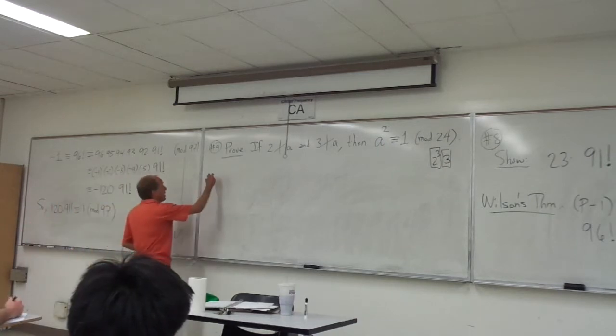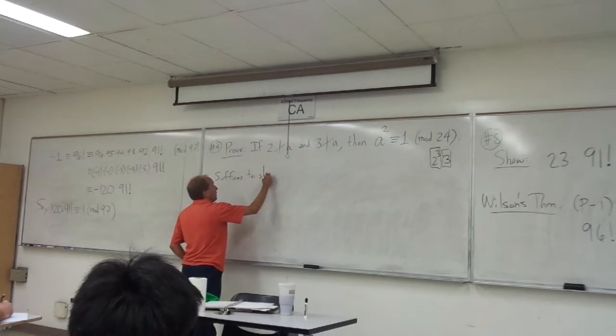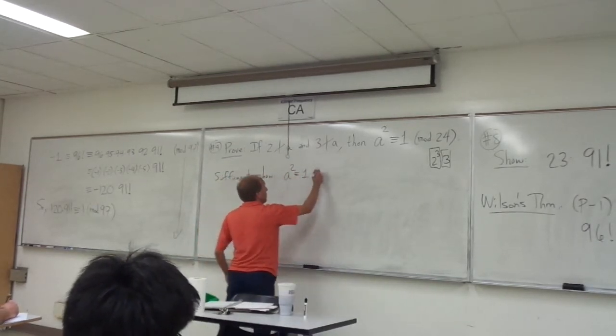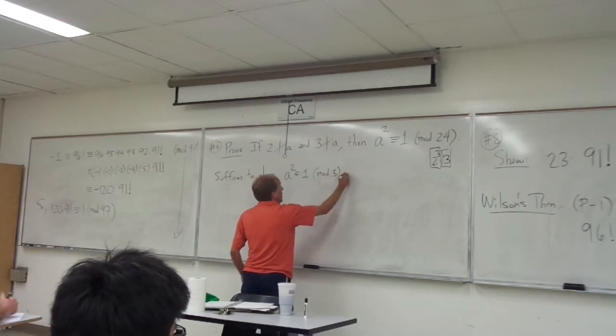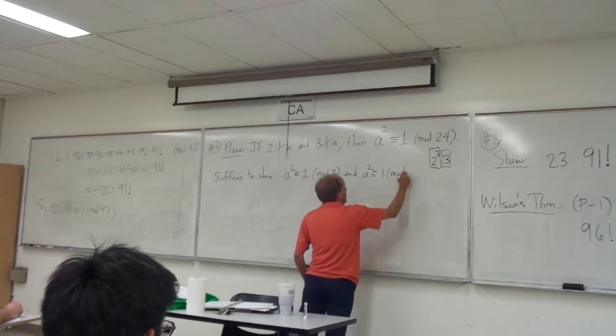So it suffices to show that A squared is congruent to 1 mod 3, and A squared is congruent to 1 mod 8.